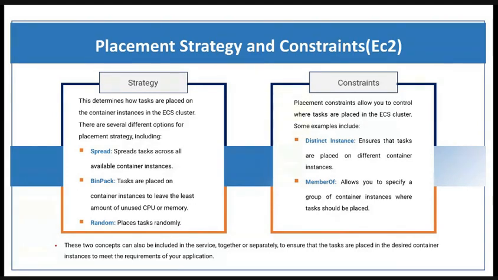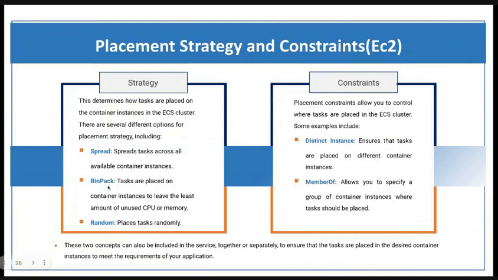A strategy of spread tells ECS to spread the tasks of that service across all the available container instances. So if you have, let's say, five EC2 container instances in a cluster, and you have eight tasks of a service, then you will have three of them running a task and then two of them running two tasks. So it's basically a best effort thing. It tells the ECS service to spread all of your tasks across the cluster.